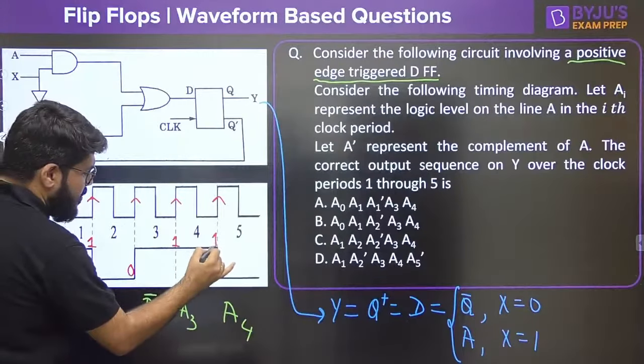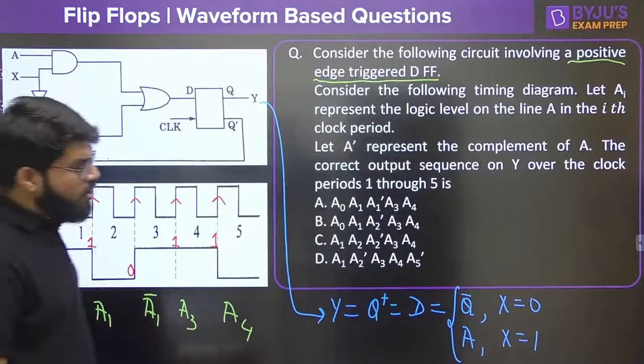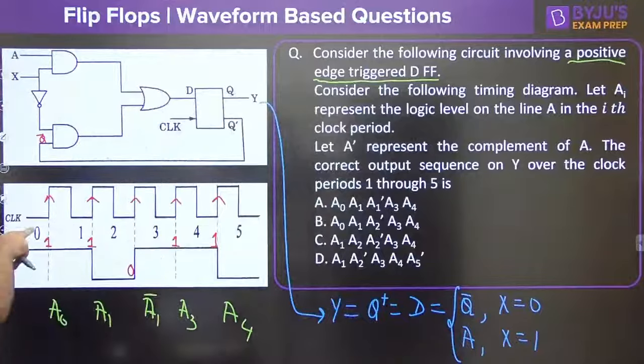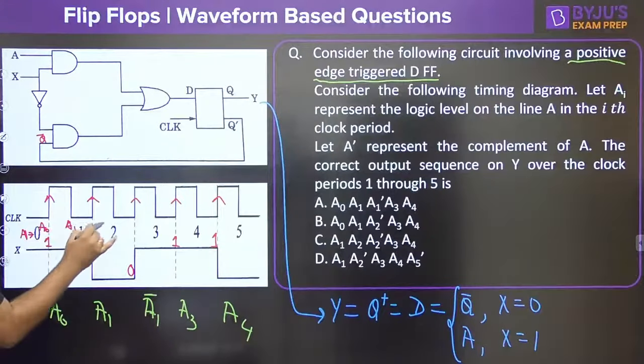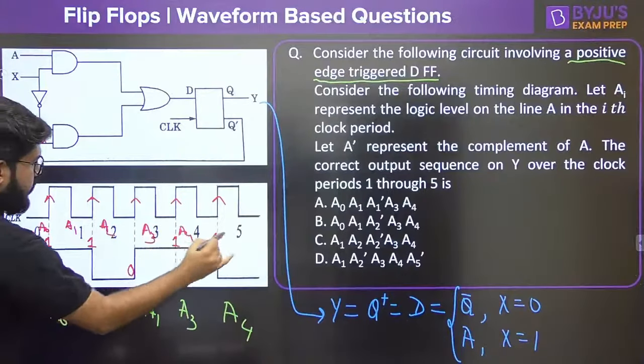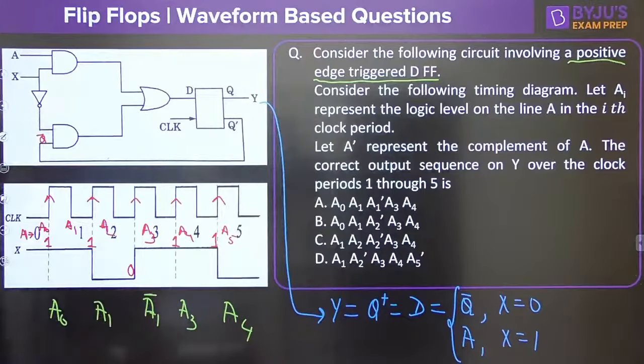At the next positive edge, the value of X is equal to 1, and 4 times the X value is 1. So I take the value of A equal to, right. Now what is the value of A available here? If I want to write down the A values here, what will they be? This will be A0, here it will be A1, here A2, A3, A4, A5, like that the values will be there.